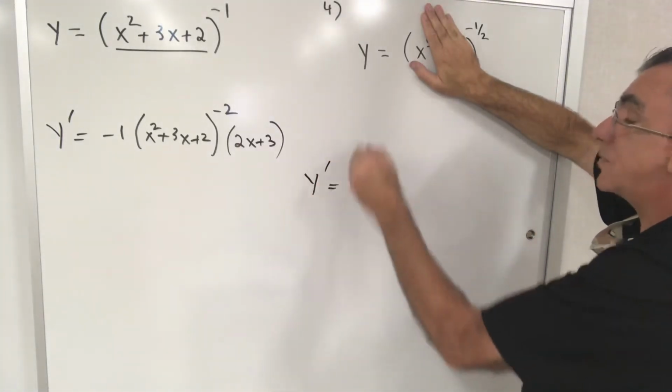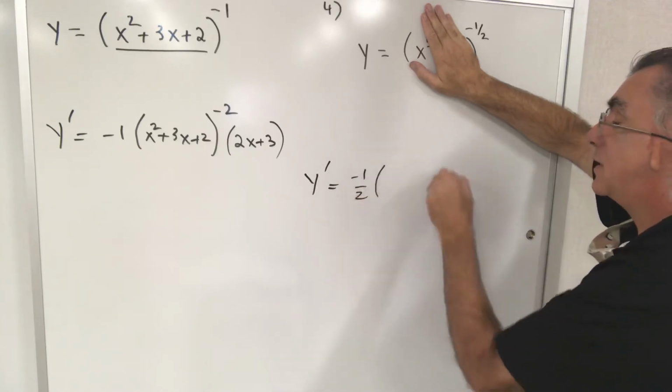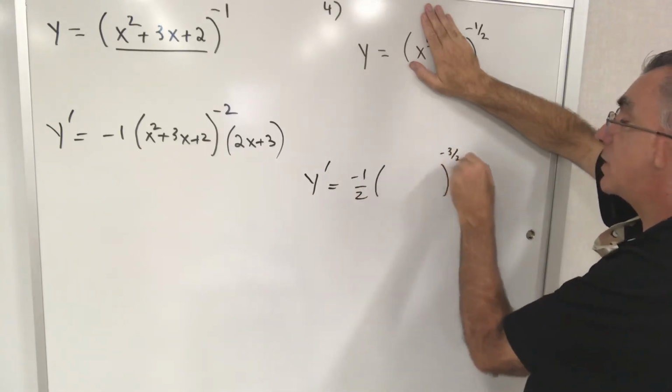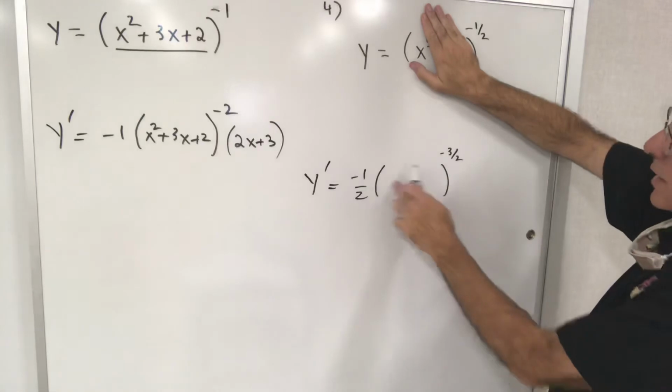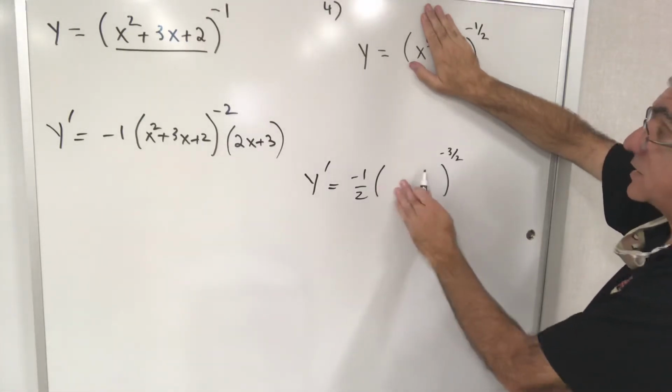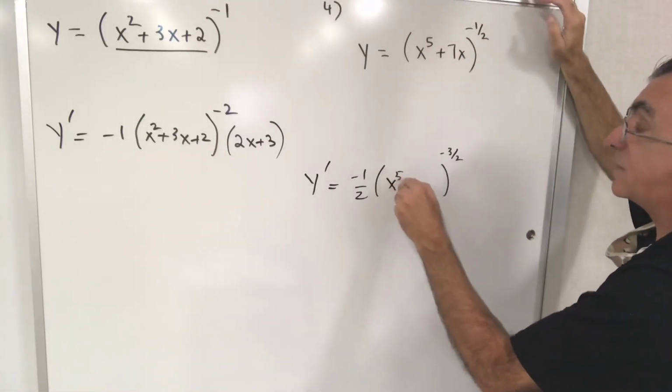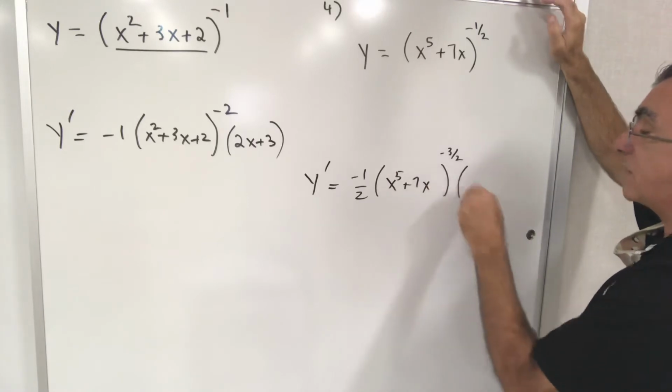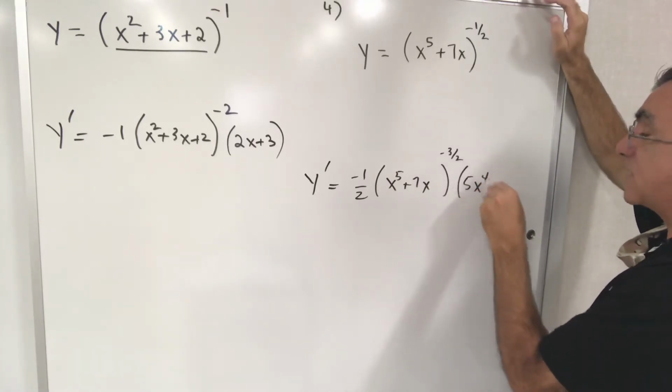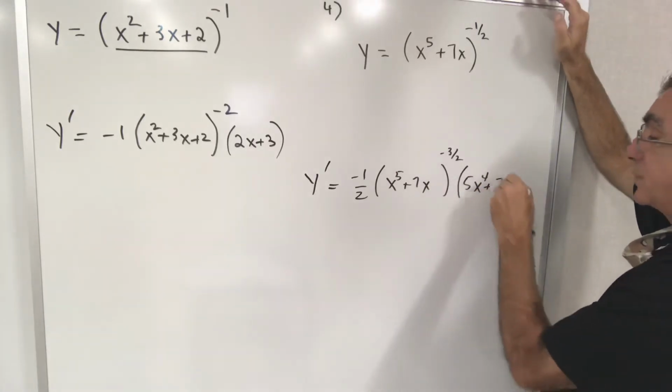And then last but not least here, cover it up. Way you take the derivatives, bring the power down, reduce the power by 1. But you have to realize this is not x. It's x to the 5th plus 7x. Then you have to multiply by the derivative of what's inside. This is the chain rule part.